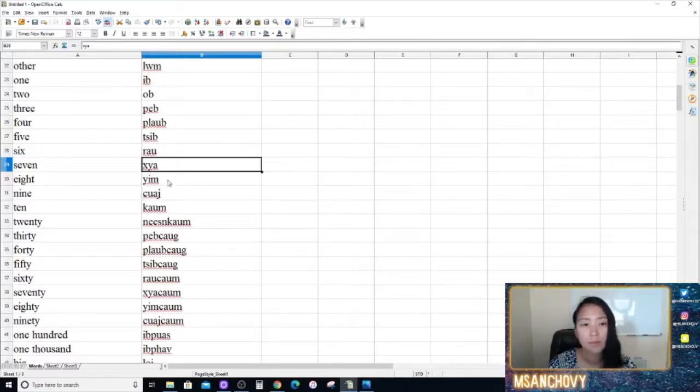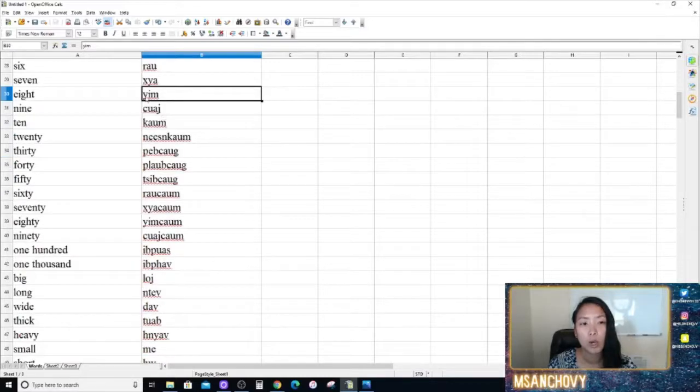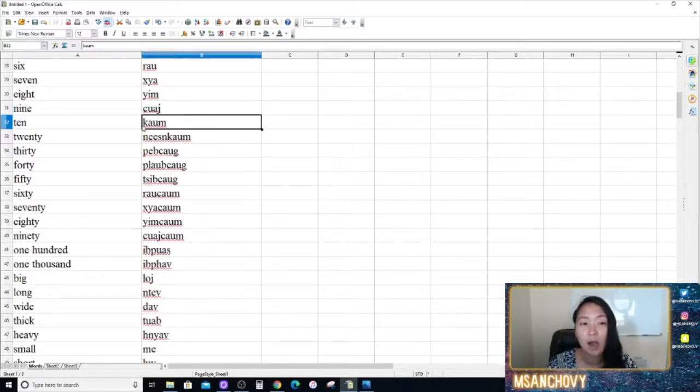Remember, M makes a downward sound. 8, yi. 9, jua. So if you don't have the J, you'll say yua, which is air, which is not a number. So, tone, very important. We have 10, gao. That's how important the tone is.